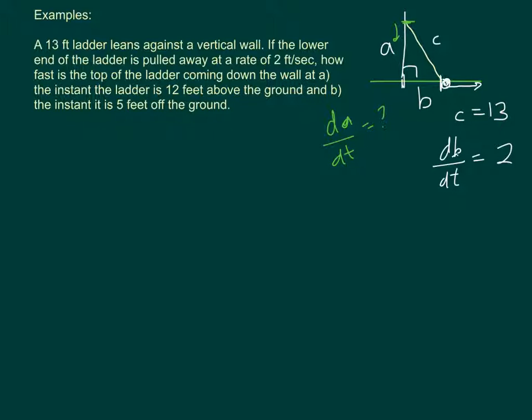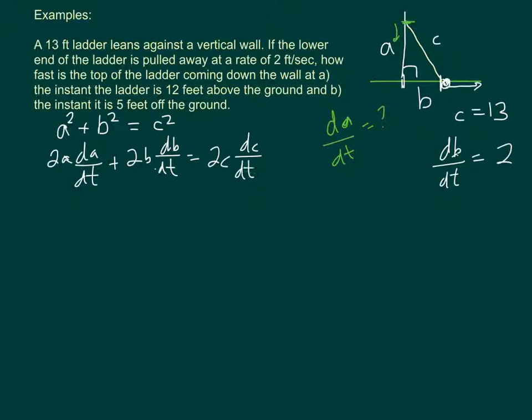Okay, so again, how do these variables relate? A squared plus B squared equals C squared. Like on the last problem, when we took the derivative with respect to time, we ended up with 2a dA dt plus 2b dB dt equals 2c dC dt.